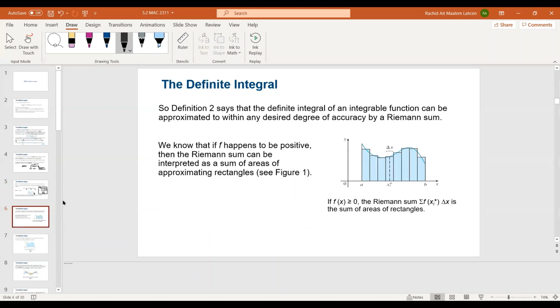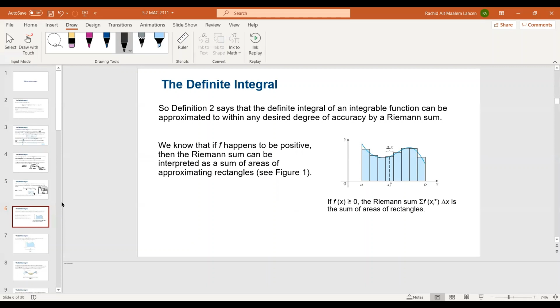So based on definition 2, it says that the definite integral of an integrable function can be approximated to within any desired degree of accuracy by a Riemann sum. All right. So we know that if f happens to be positive, then the Riemann sum in this case represents, of course, the area, and can be seen as a sum of areas approximating these rectangles. So you can make these rectangles, add their areas, and you're going to find the area under this curve.